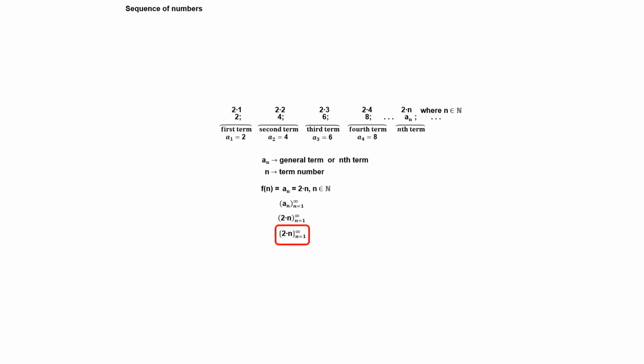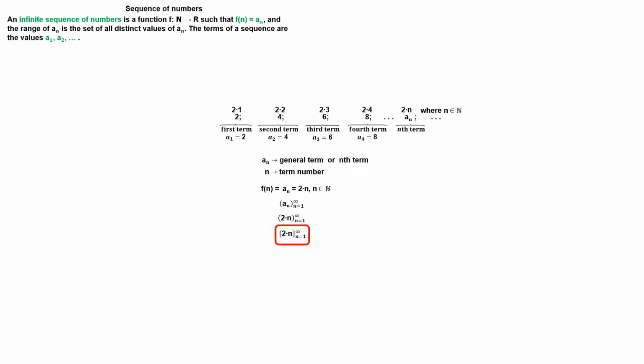This discussion leads us to the following formal definition of a sequence. A sequence can be regarded as a function with domain the natural numbers and codomain the real numbers, such that f of n equals a sub n. The range of the function is the set of all distinct values of a sub n. The terms of a sequence are the values a sub 1, a sub 2, and so forth.